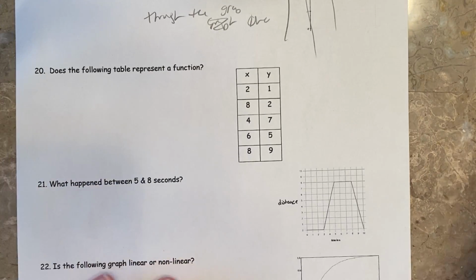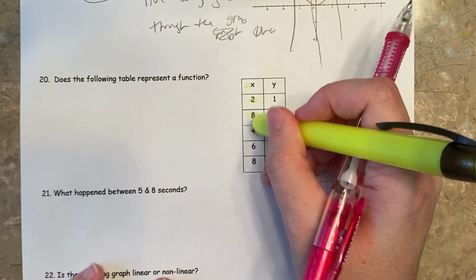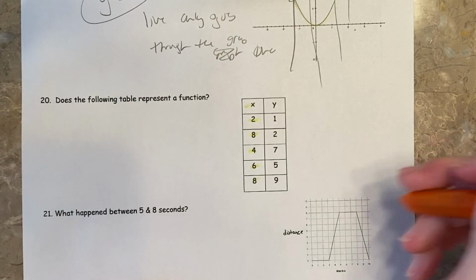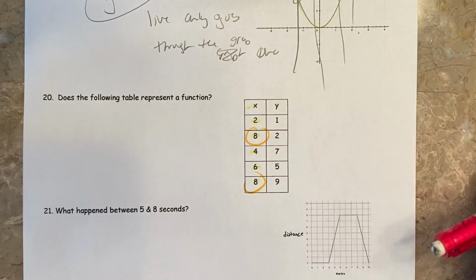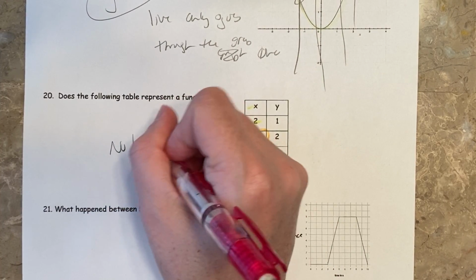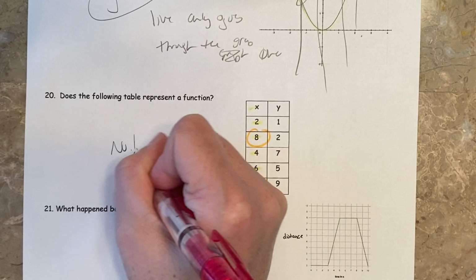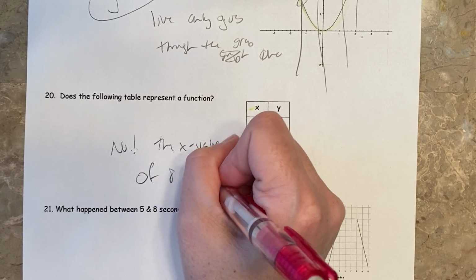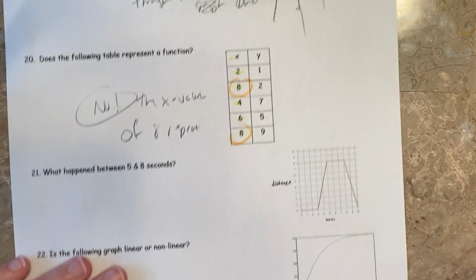All right, is this a function? Well, let's check out those x values: 2, 8, 4, 6, and 8. If you heard, I said 8 twice, so that is no good. So is it a function? Nope. The x value of 8 repeats. So if you wrote no, you got it correct.